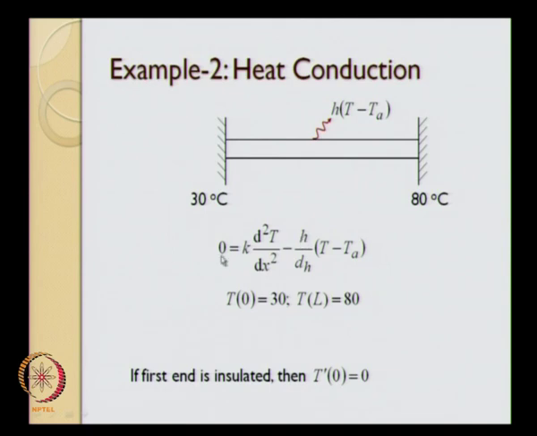And if we rearrange this equation, we will get d square T by dx square equal to some constant beta multiplied by T minus Ta, and we need two boundary conditions. The first boundary condition is T at x equal to 0 is going to be 30, T at x equal to L is going to be 80. So, those are the two boundary conditions. Now, if instead this particular end was insulated rather than being kept at 30 degrees Celsius, then the inlet boundary condition would have been dT by dx equal to 0 at x equal to 0.